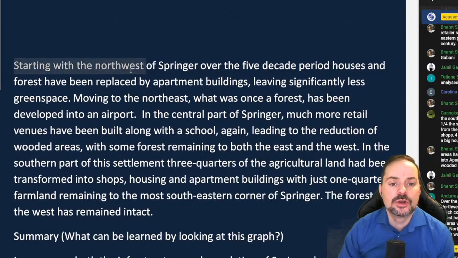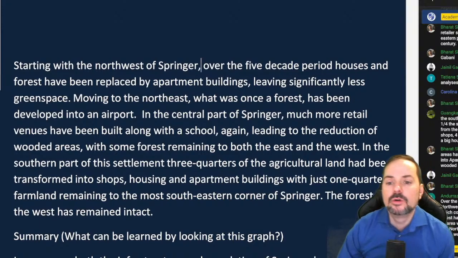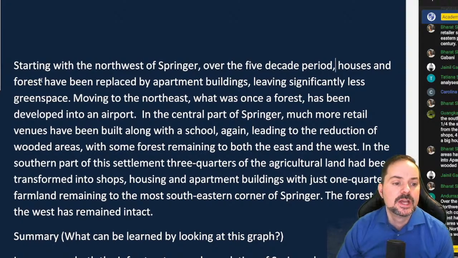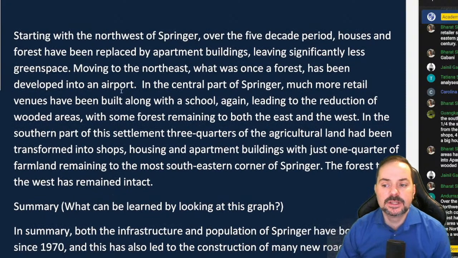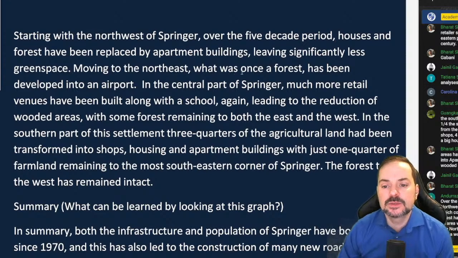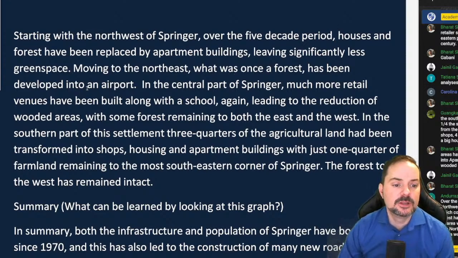Starting with the northwest of Springer, over the 5-decade period, houses and forests have been replaced by apartment buildings, leaving significantly less green space. Moving to the northeast, what was once a forest has been developed into an airport.